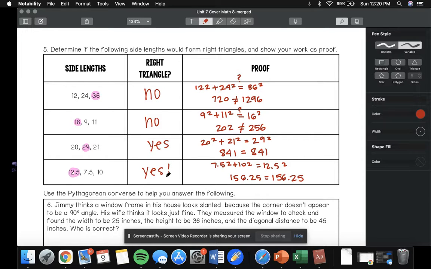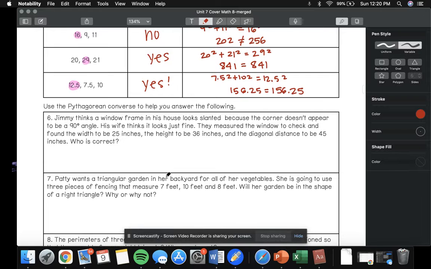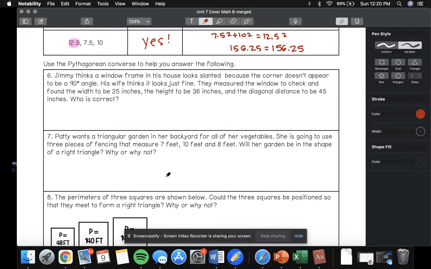All right, so now we're just going to do some word problems, okay? Jimmy thinks a window frame in his house looks slanted because the corner doesn't appear to be a 90-degree angle. Okay? His wife thinks it looks just fine. They measured the window to check and found the width to be 25 inches, the height to be 36 inches, and the diagonal distance to be 45 inches. Okay, so I'm going to draw this picture.